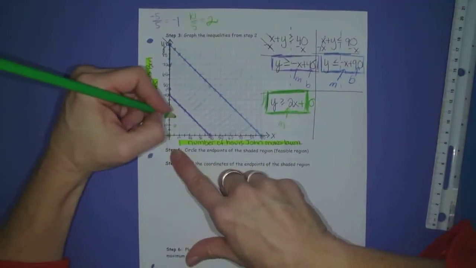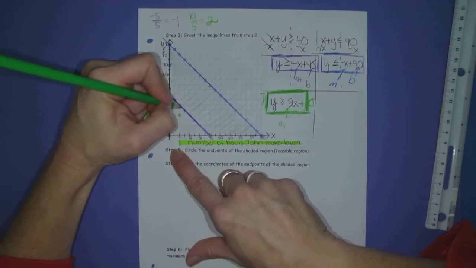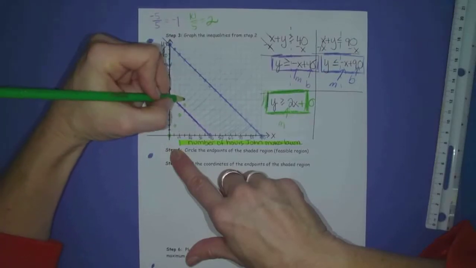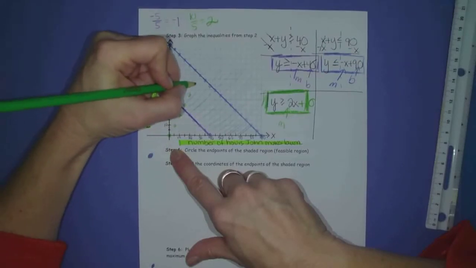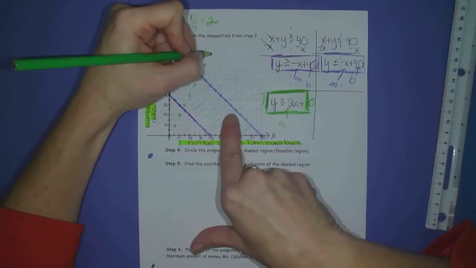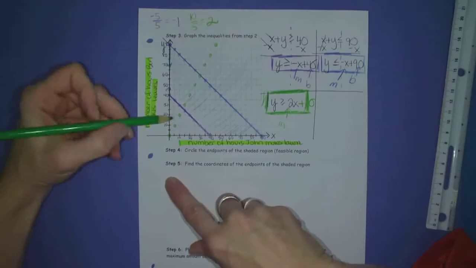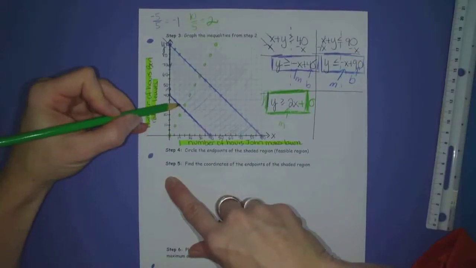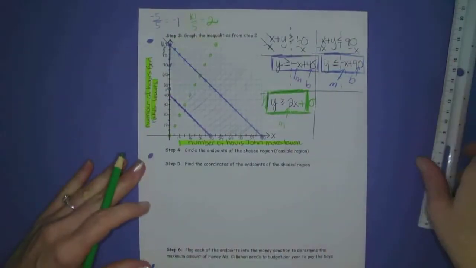I'm going to keep doing that. Up 2, over 1. Keep it going. Okay, let me just double check I did up 2, over 1. Yep, I think we're good.